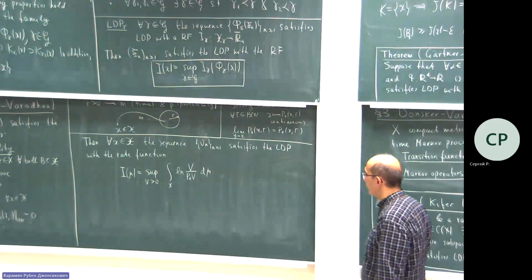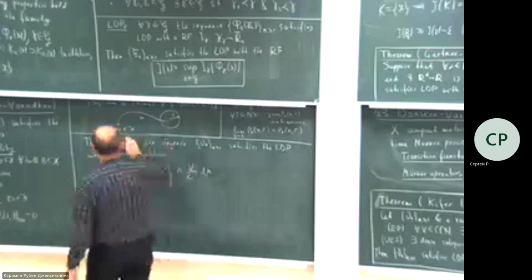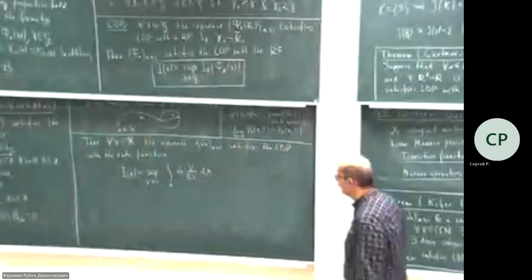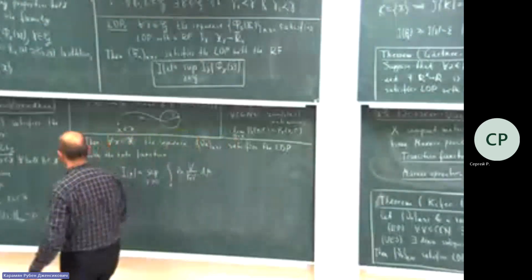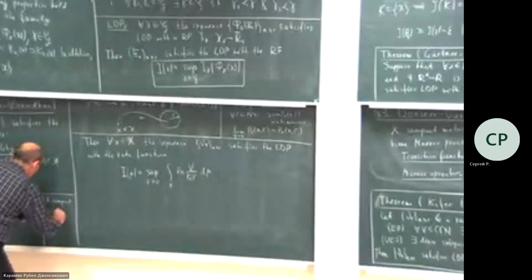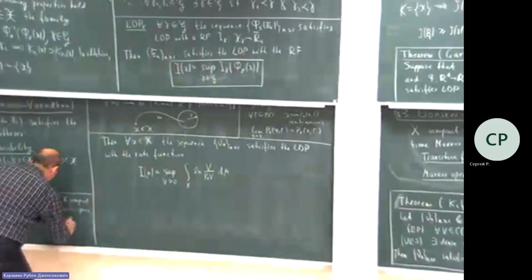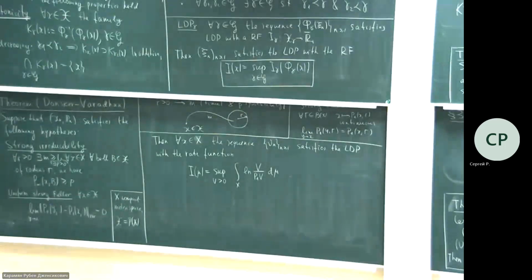X calligraphic is the space of measures on X, and X is just a compact metric space.